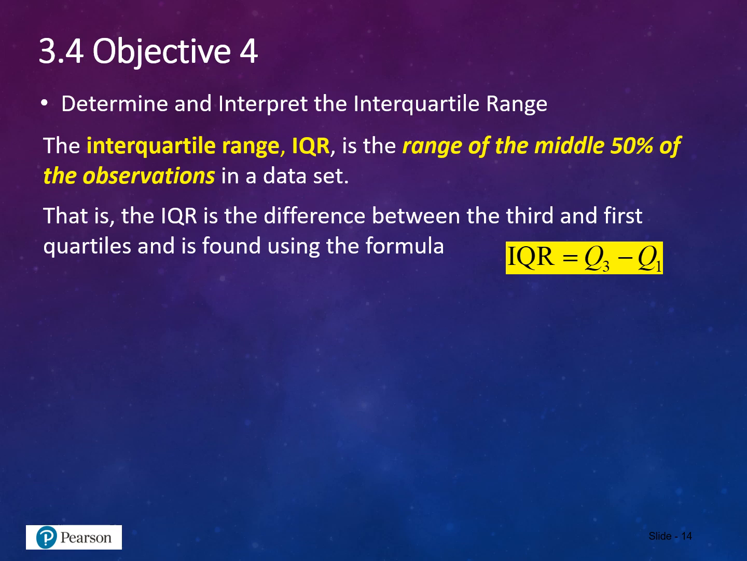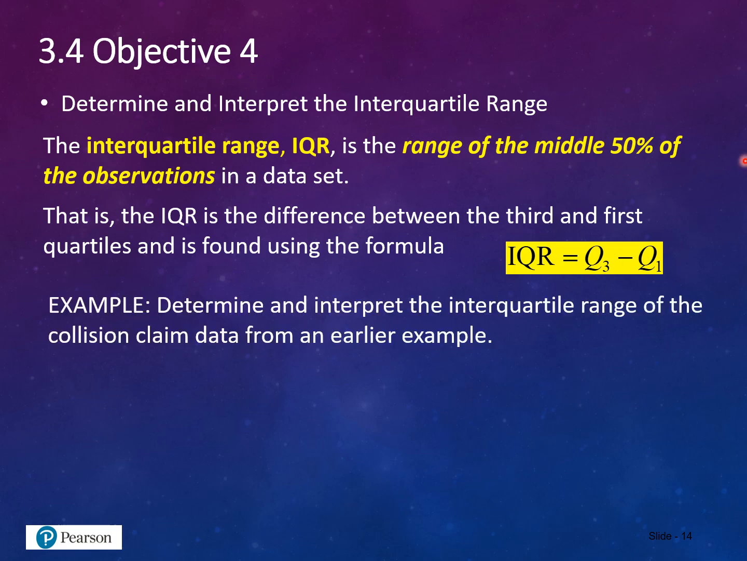Our next objective is to determine and interpret the interquartile range. The interquartile range, IQR, is the range of the middle 50% of the observations in a data set. So it's that range of information that's between the first quartile and the third quartile, and it's found by simply using the formula IQR equals Q3, the third quartile, minus Q1, the first quartile.